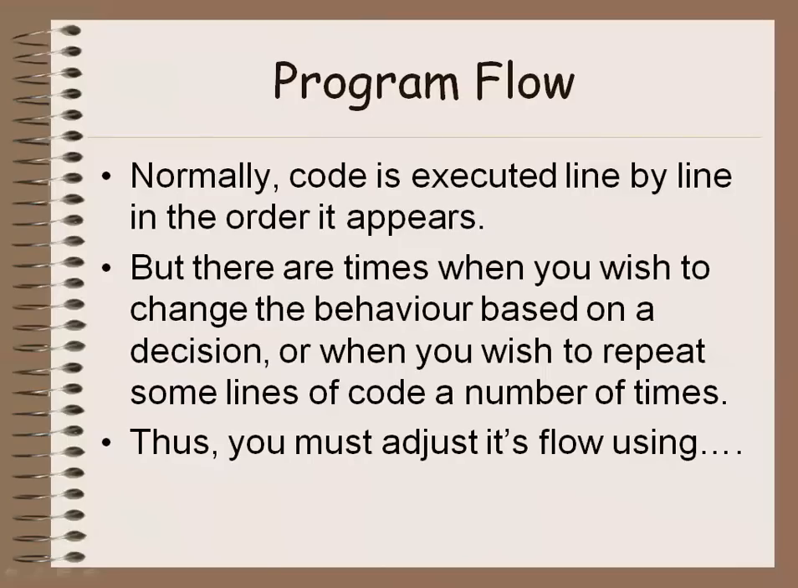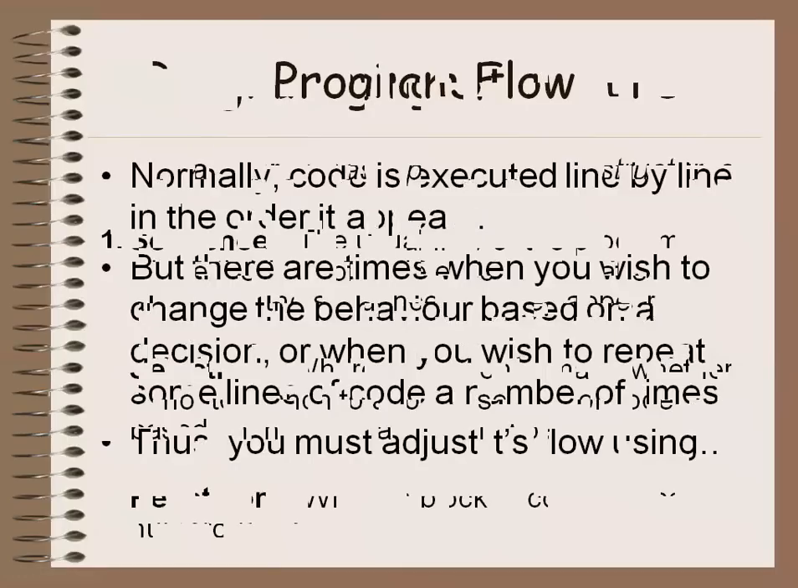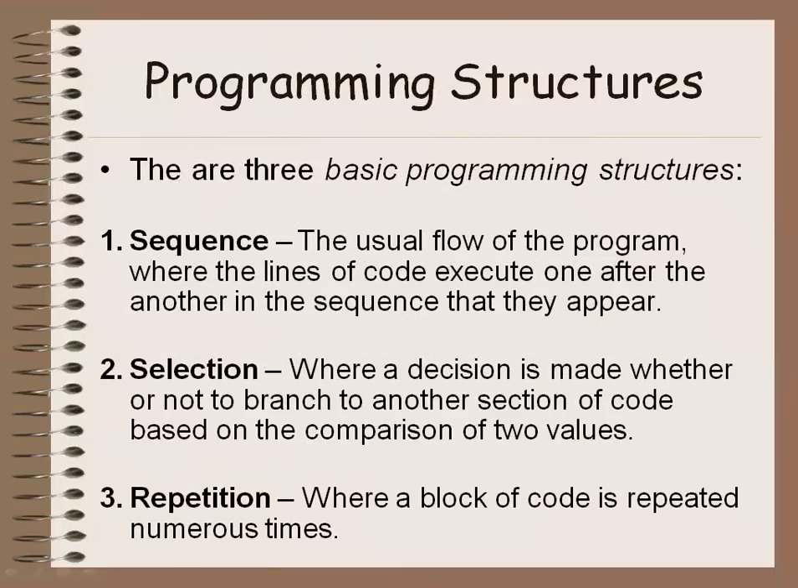Sometimes we also want to repeat lines of code over and over and over again. To do these things, you have to adjust the flow of your program using what we call program structures. There are three basic programming structures that we can use. The first is called sequence. This is where lines of code are executed one by one in the order they appear. This is the type of programming we have been doing so far in our programs.